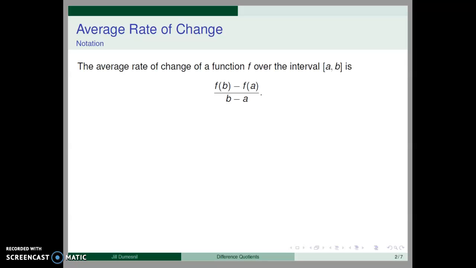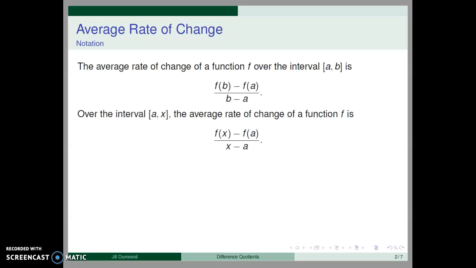given by the quantity f of b minus f of a over the quantity b minus a. If we consider the average rate of change of the function f over the closed interval from a to x, this rate is given by the quantity f of x minus f of a divided by the quantity x minus a.